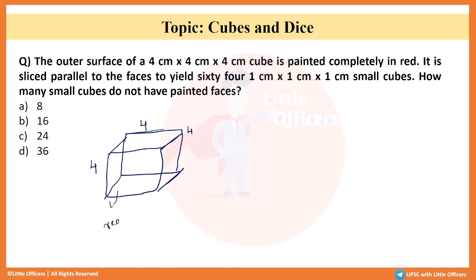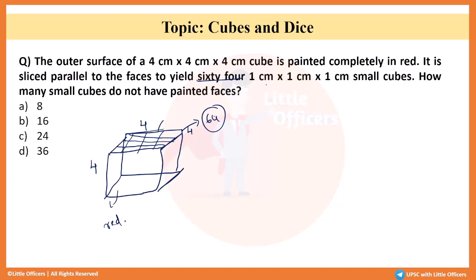चलो इसको red color कर दिया था. Now it is sliced parallel to the face to yield 64 1 by 1 by 1 small cubes. That means क्या किया था, इसको 1 सेंटीमीटर, यहाँ पर देखो, यहाँ से 1 सेंटीमीटर 1 सेंटीमीटर 1 सेंटीमीटर पे ऐसे parallely slice किया, फिर यहाँ से 1 सेंटीमीटर 1 सेंटीमीटर 1 सेंटीमीटर पे. So देखो इस तरीके से जब 3 dimensionally आप parallely slice करते हो, how many smaller cubes you are going to get? Obviously 64. ठीक है, 64 smaller cubes you have got.